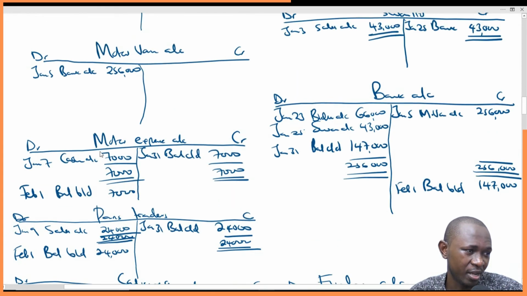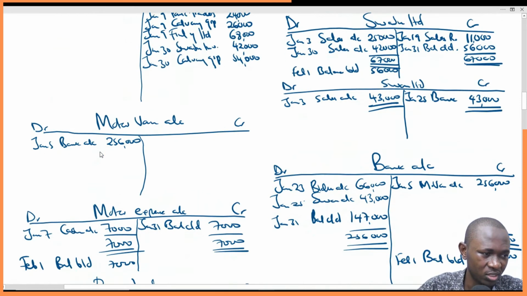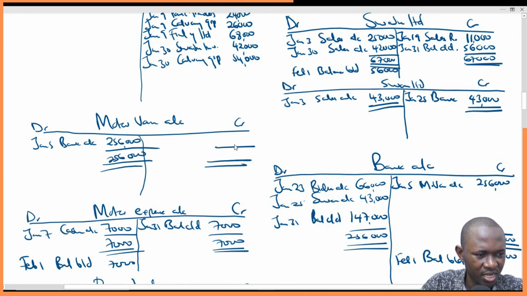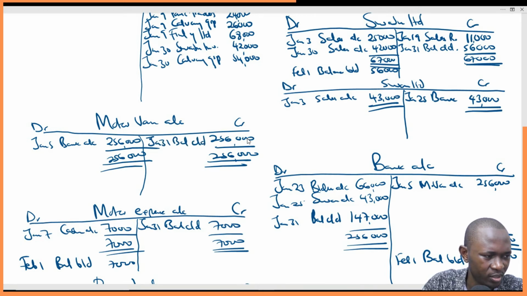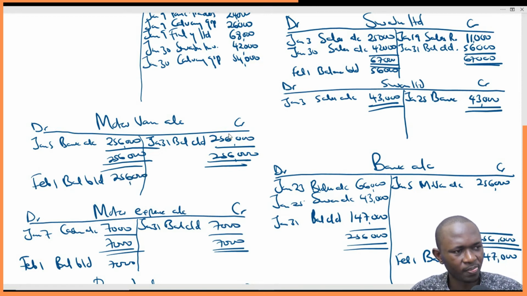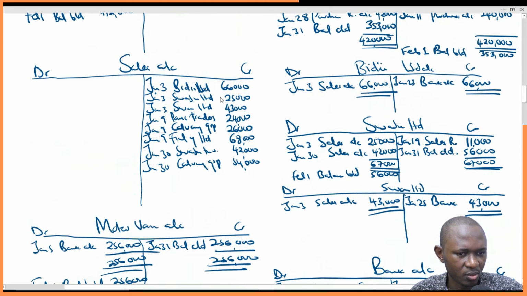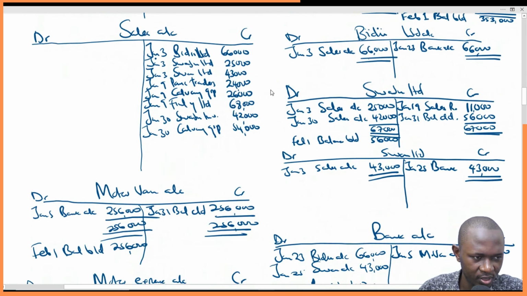Like that. Hope you are now understanding. You now know how to close these books. It's not a very complex task. 256,000. Might be tiresome, but it's not that complex. So 256,000, 256,000. And then this one we say January 31st balance carried down. Feb 1st balance brought down 256,000, like that. So I think this is the only one that we are remaining with.